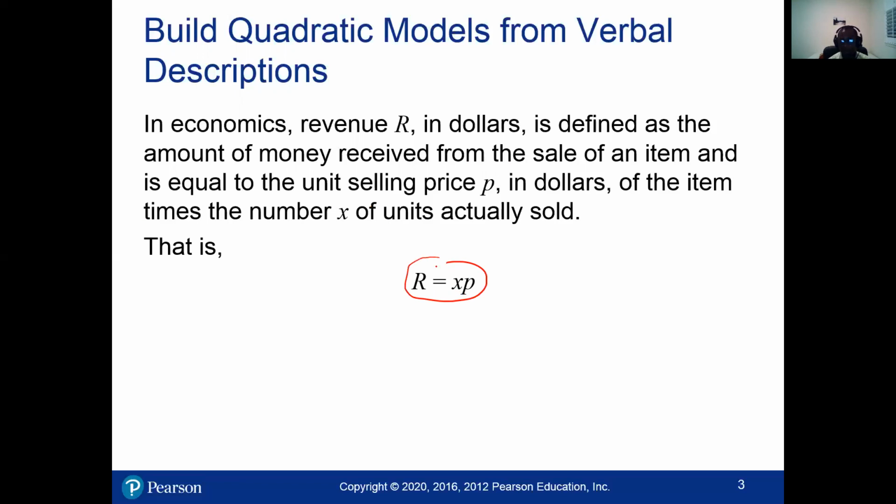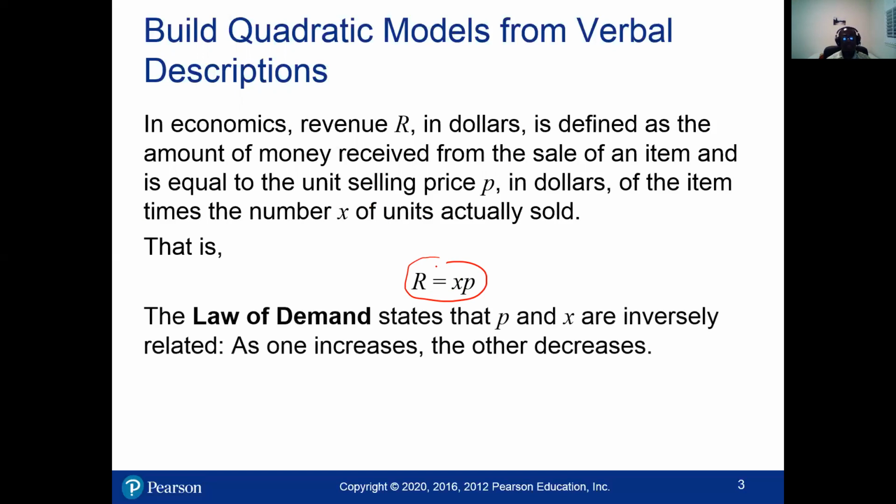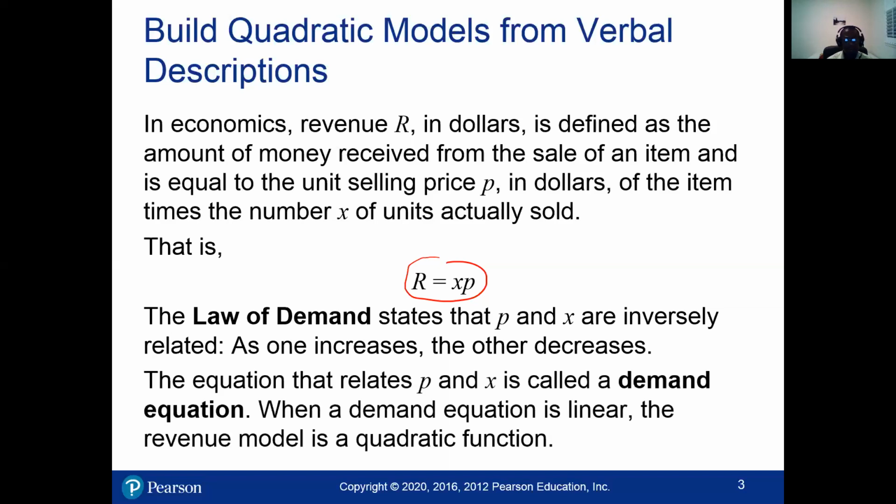Okay, now when this happens, we have what we call the law of demand, which states that P and X are inversely related. In other words, as one increases, the other one decreases. Now, the equation that relates P and X is called the demand equation. And so when a demand equation is a linear function, then the revenue model is a quadratic function. And so we want to know that, okay.